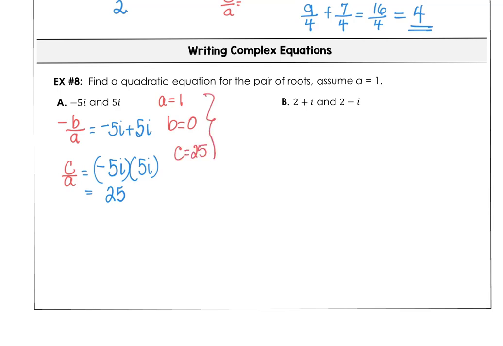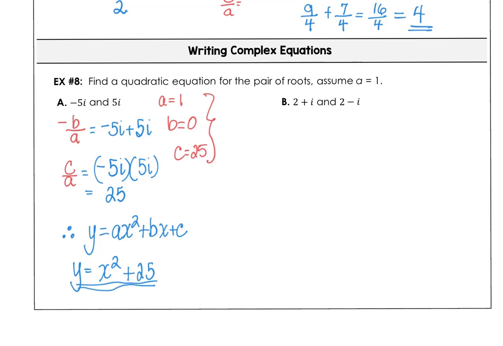And using these three pieces of information, then we know we can write the equation y equals ax squared plus bx plus c, and that would give us standard form. So x squared plus 25 is going to produce the roots 5i and negative 5i.